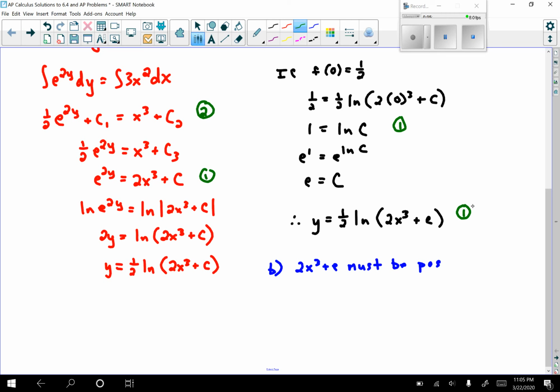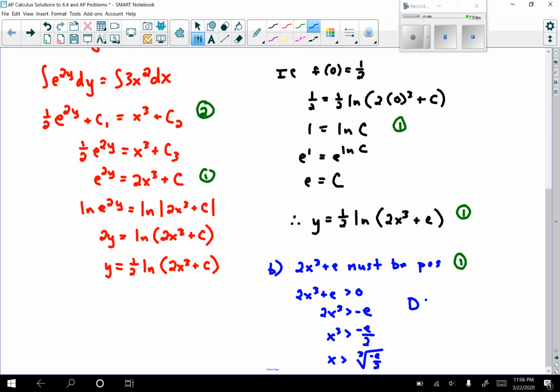Part B, and 6 points is a very good score to get on a free response question, but for Part B, it's not much more difficult to get the full 9 on here. So you get 1 point for indicating that you know that what's inside those parentheses has to be positive, and then you would just set 2x cubed plus e greater than 0 and solve for x. So we'll get 2x cubed has to be greater than a negative e. x cubed has to be greater than negative e over 2, and then x has to be greater than the cubed root of negative e over 2.